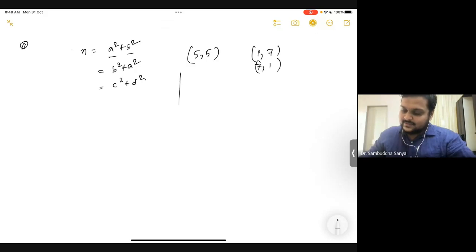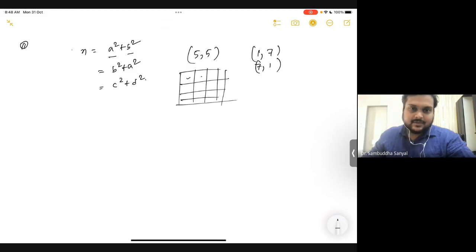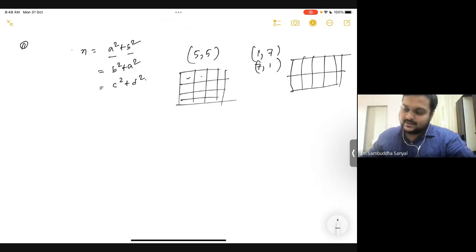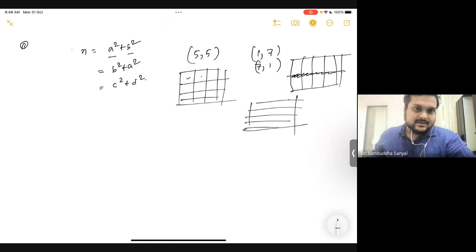So how will this wave function look like? There will be 5 such nodes, up down up down. And then 7 1 will look like there is 7 nodes in one direction but none in the other direction. Similarly, 1 7 will look like this, 7 in one direction, right? Are you getting what I am plotting?